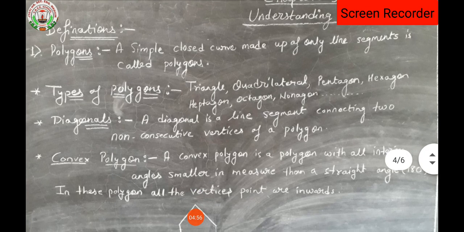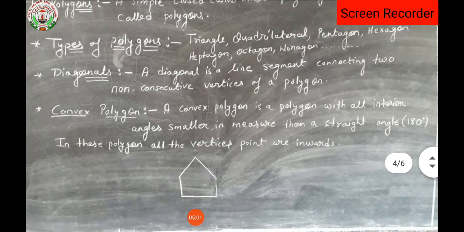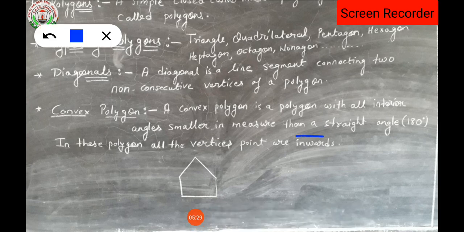Next, the main important thing which you have to know is about concave polygons. There are two main types of polygons. First is concave polygon and second is convex polygon. Okay, this is the most important thing which you have to know before starting the chapter. So here is a convex polygon. Listen carefully. A convex polygon is a polygon with all interior angles smaller in measure than a straight angle. Straight angle, that means it will be 180 degrees. Clear? What is a convex polygon?